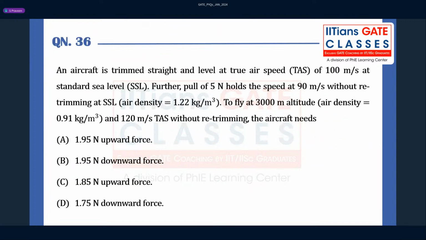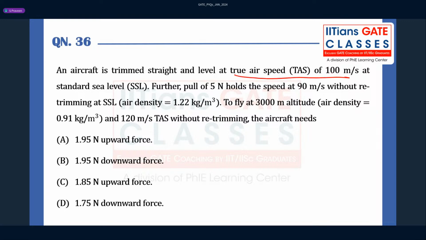An aircraft is trimmed straight and level at a true airspeed of 100 meters per second at standard sea level. Further, a pull of 5 Newton holds the speed at 90 meters per second without retrimming at steady state level, standard sea level. To fly at 3000 meter altitude, where the air density is 0.91 kg per meter cube, and 120 meters per second true airspeed without retrimming, the aircraft needs. There are four options: 1.95 Newton upward force, 1.95 Newton downward force, 1.85 Newton upward force, and 1.75 Newton downward force. So I've underlined certain keywords.